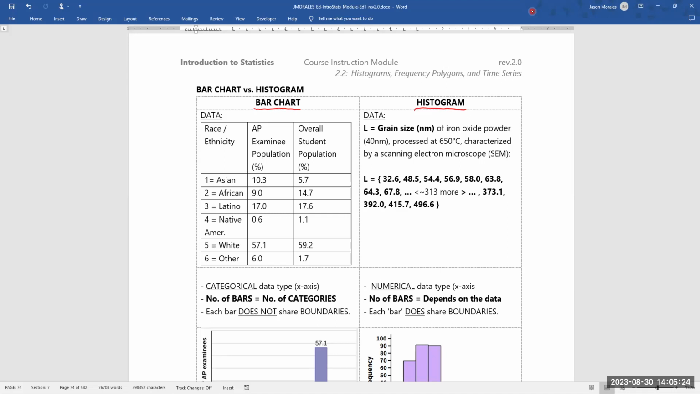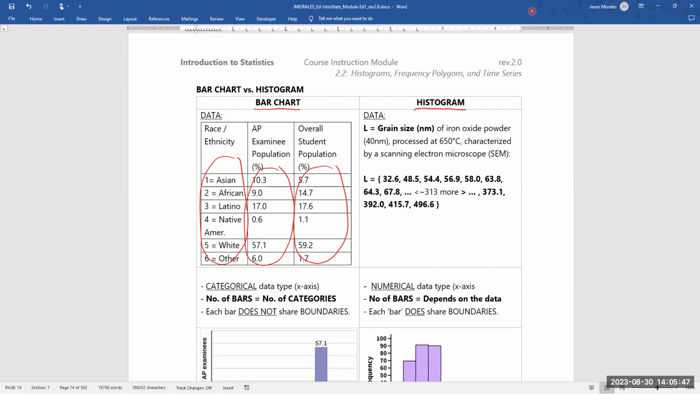Now in a bar chart, the data will have categories, and to go along with those categories, we'll have quantitative data. But notice with a histogram, you don't have categories. All you have is quantitative data.